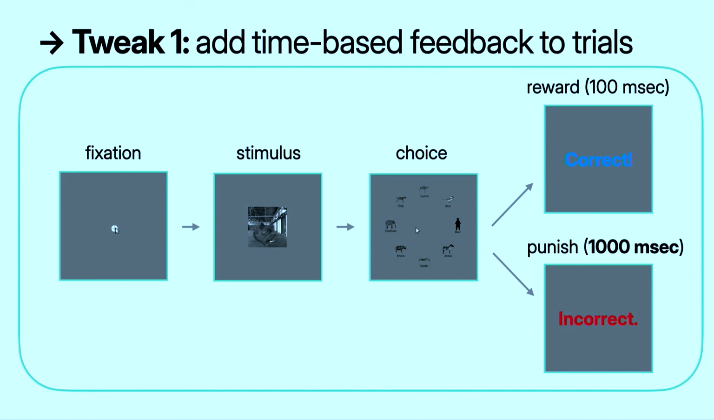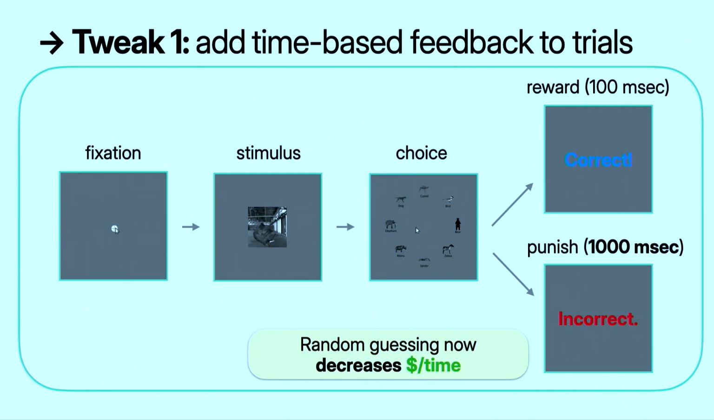Alternatively, we could have used monetary bonuses. If they got something correct, we could have given them a bit of extra money. But here we're going to increase the denominator in the money per time term. So now we can see, if I am a random guesser, I'll quickly notice that just choosing randomly is going to decrease my earnings per unit time.